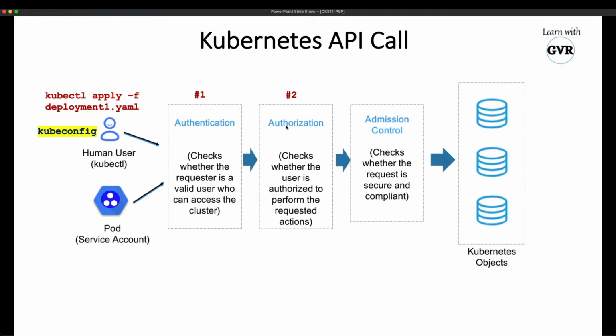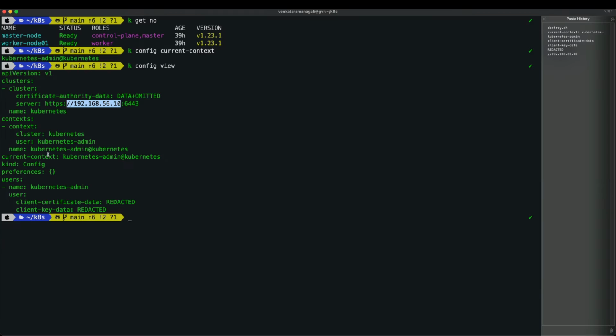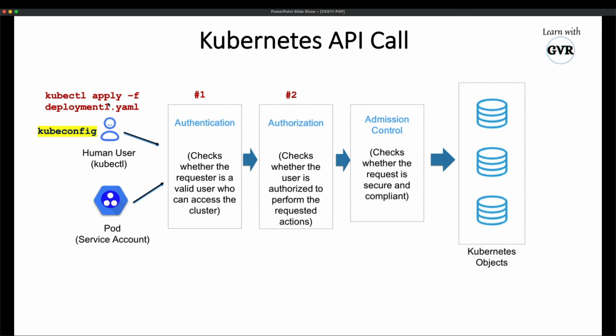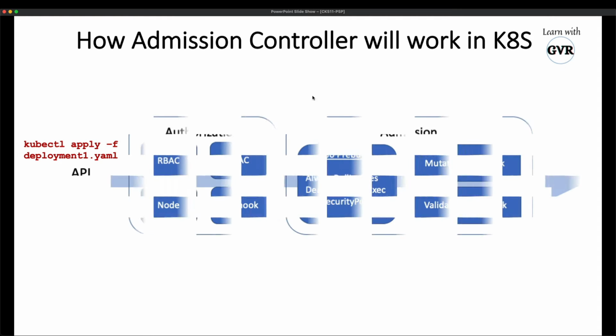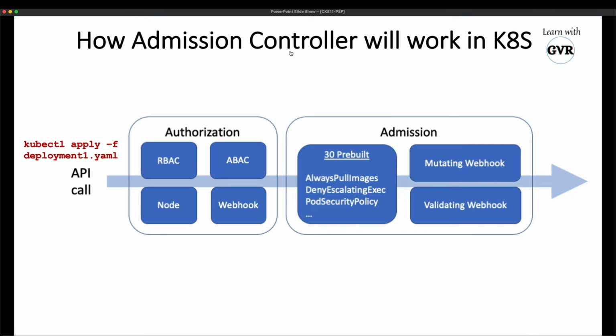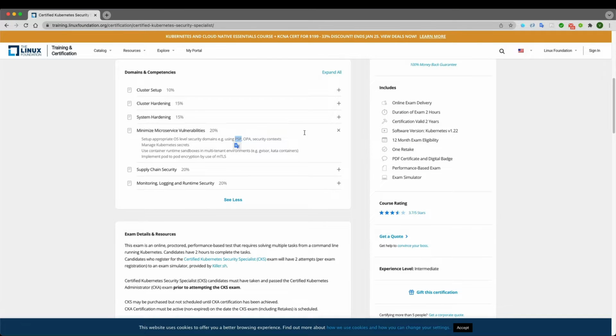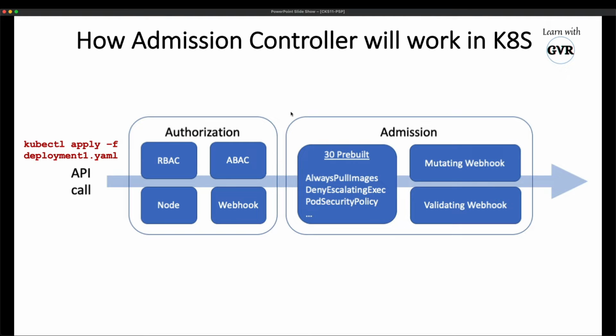Then the second phase is authorization: whether this particular user is able to perform the deployment, whether he has rights to deploy, to create a config map, secret and so on. Then third, the admission controller comes into the picture. It will validate the request and do something, and if applicable, it will store it in the etcd database. Why are we talking about the admission controller? Because pod security policy is one of the admission controllers.